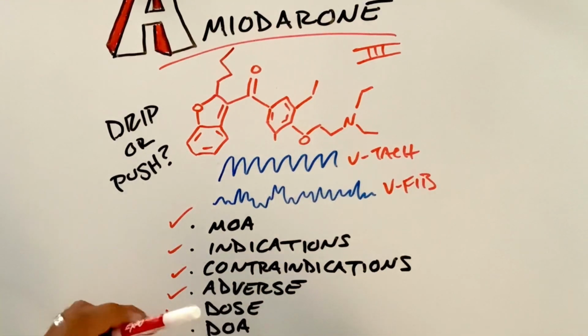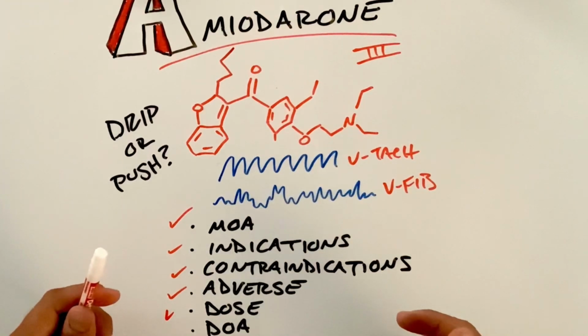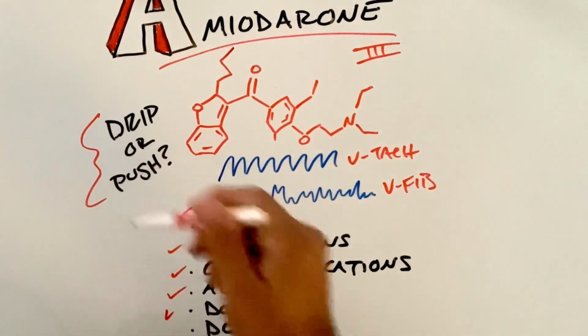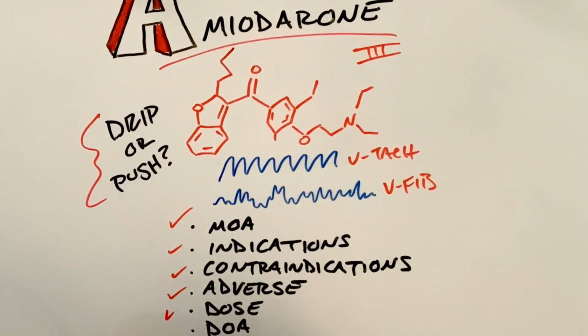Let's talk about the dose. For adult VFib or pulseless VTAC, we're going to give 300 milligrams IV push. And that's why I put this right here. In cardiac arrest patients, we're going to push amiodarone. It is going to be 300 milligrams for your first dose, and typically 150 milligrams for your second dose, to a max of 450.